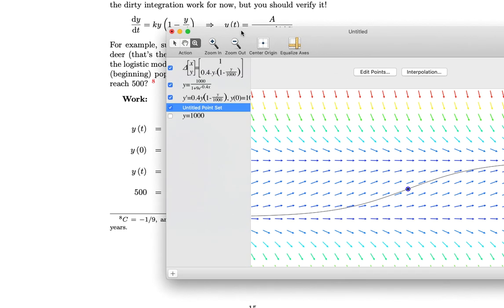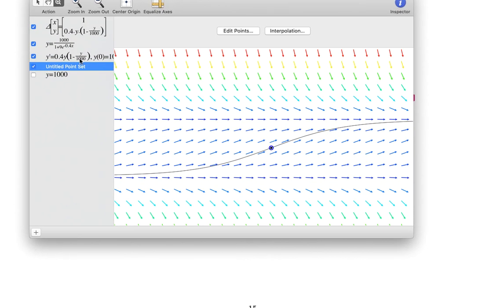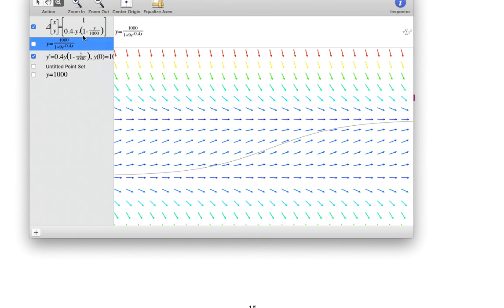What I want to do now is play around with the initial condition. I'm going to start to turn things off, including the solution to it, and I'm going to use the direction field. But I want to talk about initial conditions changing. Let's say I started off with 200 deer. And again, what am I expecting? I'm expecting the population to grow up to 1,000 again. And that's not 20, I want to do 200. Okay, I see that. I'm seeing it grow back up to 1,000.